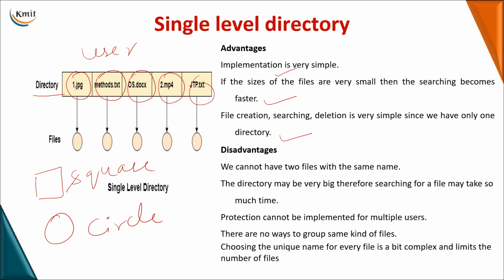But the disadvantage here is, since you have only a single folder, you cannot have two files with the same name, and choosing a unique name for each and every file will be a bit difficult. And when you want to search a file and the content of the files is very large, you have to go through each and every line of it, so it becomes very difficult when the file is very big. And here protection is not provided because all the files are accessible to all the users. You are not designating a folder to a particular user.